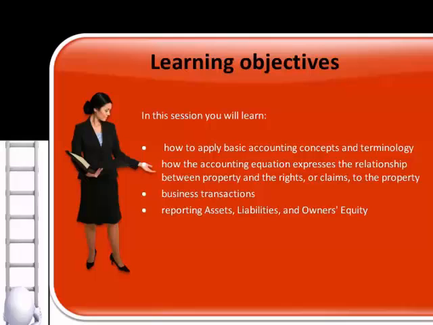In this session you will learn how to apply basic accounting concepts and terminology. You will also learn how the accounting equation expresses the relationship between property and the rights, or claims, to the property. After studying this session, you should be able to state the accounting equation and define each element of the equation. Describe and illustrate how business transactions can be recorded in terms of the resulting change in the elements of the accounting equation. Describe the financial statements of a proprietorship and explain how they interrelate.